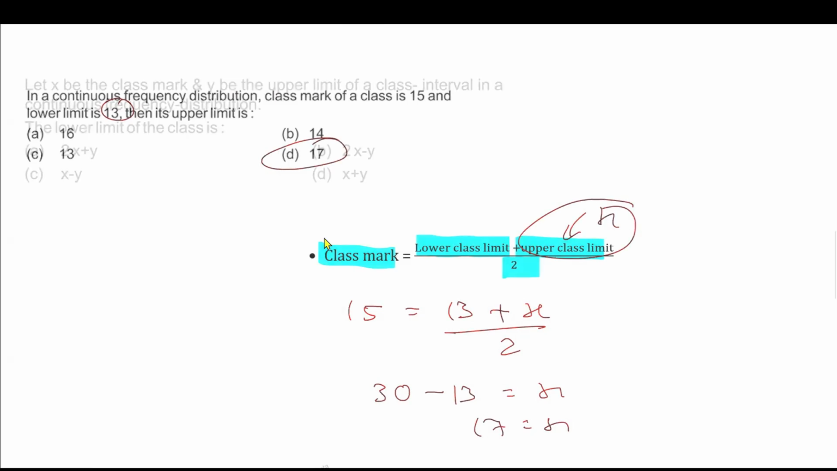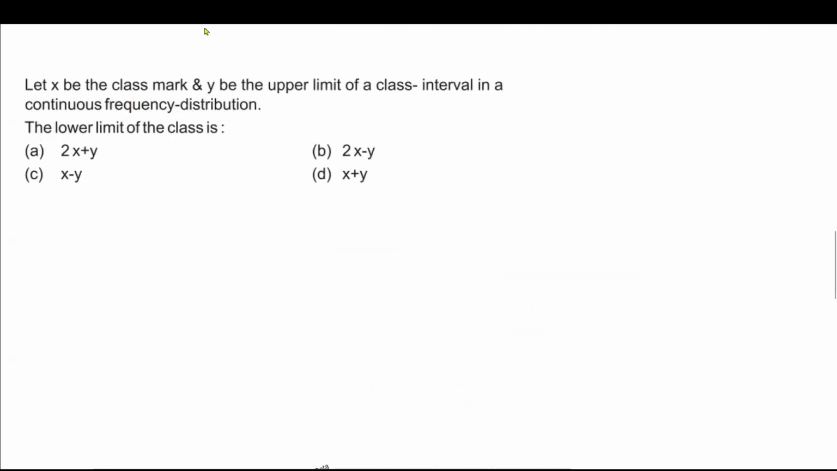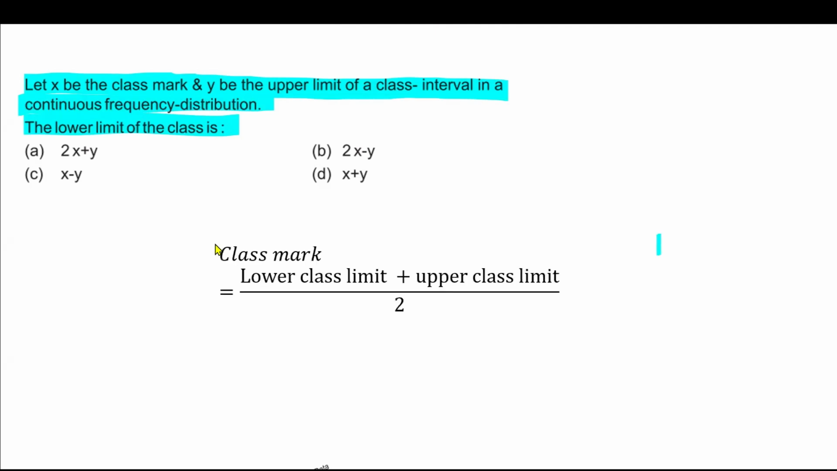That is option D in this case. In this question, it says if x is the class mark and y is the upper limit of the class interval of a continuous distribution, then the lower limit is what? We are going to apply the same formula, that is class mark. So class mark is lower limit plus upper limit divided by 2.